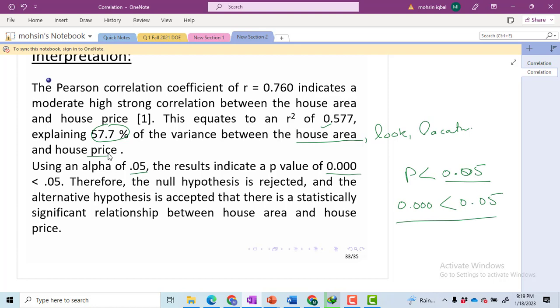So this is the criterion: when our p-value is less than 0.05, we reject the null hypothesis. This criterion has been satisfied in our case, so we rejected the null hypothesis and the alternate hypothesis is accepted. It means that there is a statistically significant relationship between the house area and the house price.